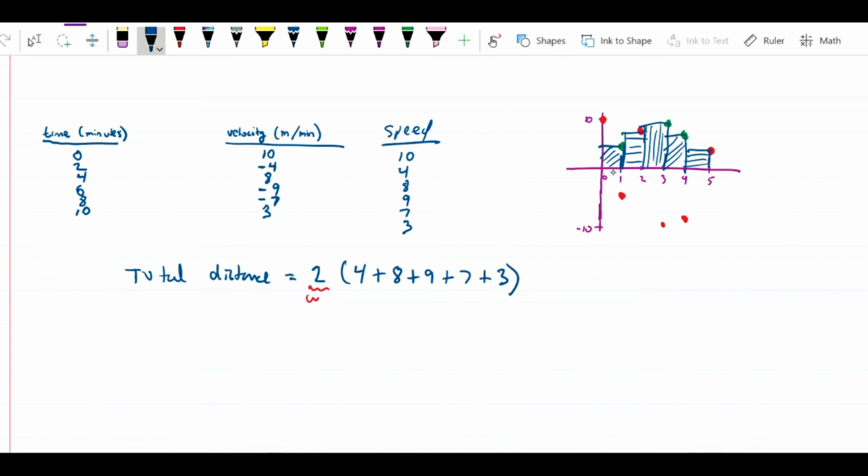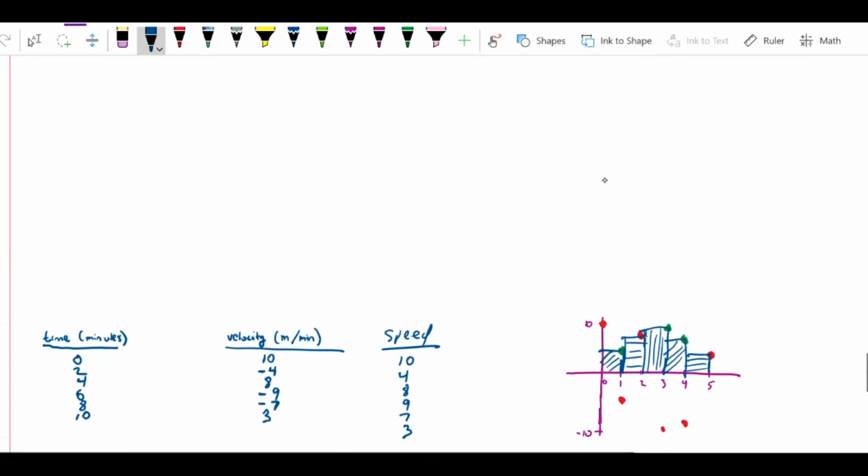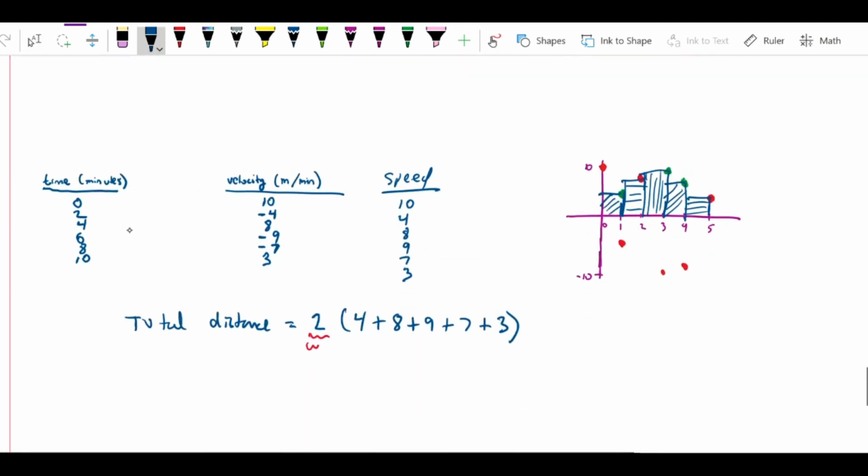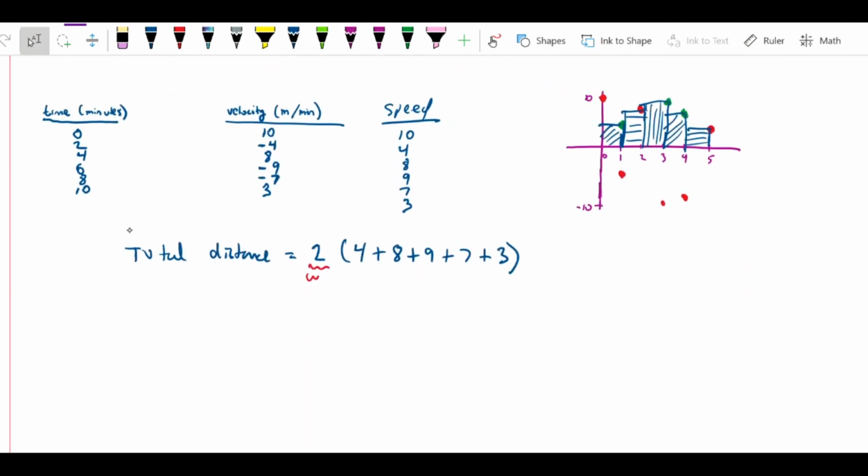Recall that with the previous example, I used the left endpoint of each interval, but the way the problem was stated was I want to do it using right endpoints when I'm doing the total distance, just to change up the type of example that we're doing. So this is going to be 2 times 4 and 8 is 12, and 9 is 21, and 7 is 28, and 3 is 31. So that becomes 2 times 31, which is 62 meters. Again, we're talking about a total distance, we answer it in meters. So this is the total distance traveled by the particle.